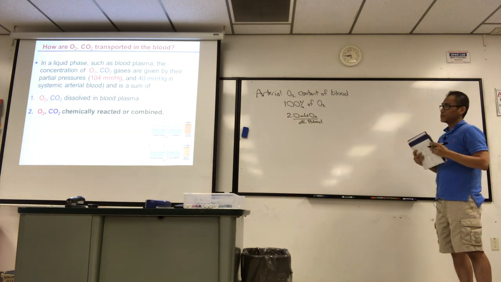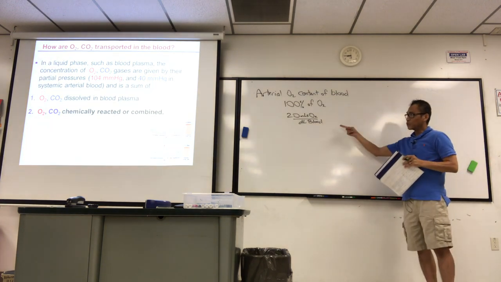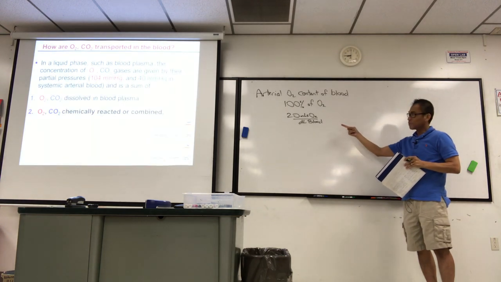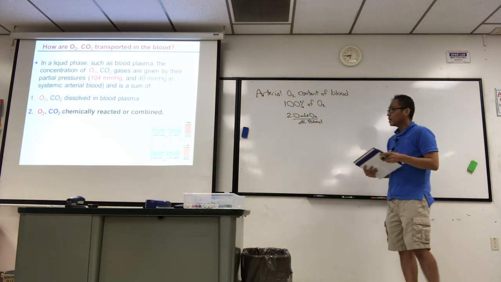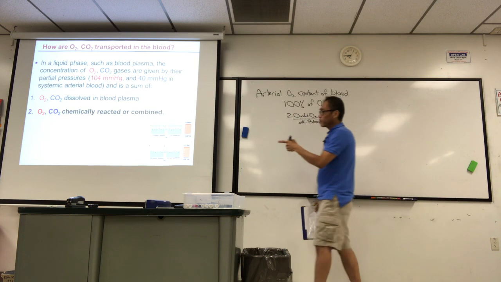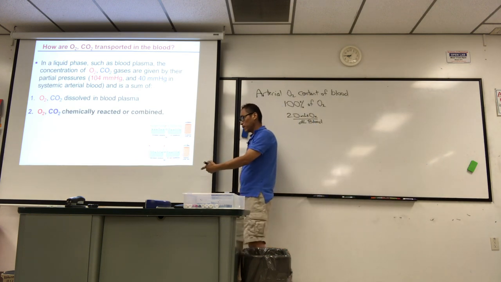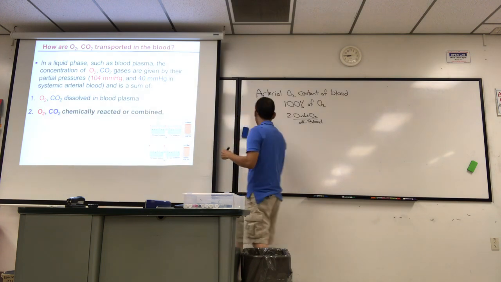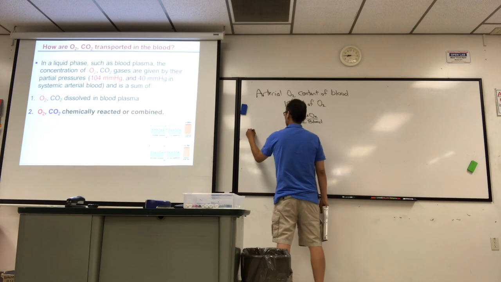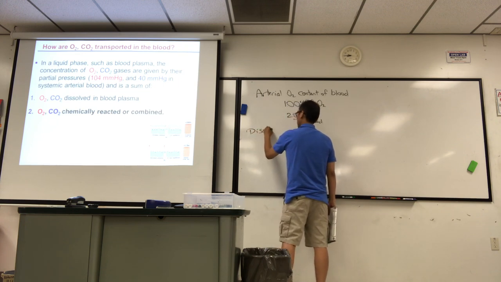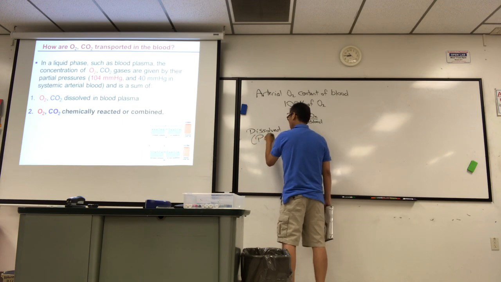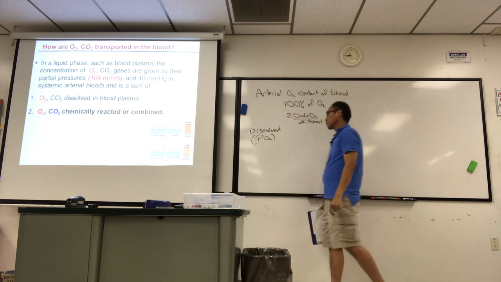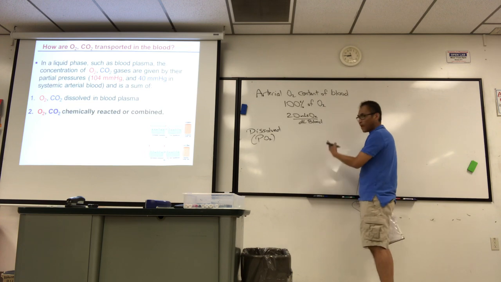However, there are different ways you can transport that 20 mL per deciliter. One way is like the soda pop. The O2 is just dissolved in the plasma. It goes from alveolus to plasma, doesn't bind to anything, and exerts a partial pressure. So we call that dissolved. That's our whole PO2 thing. It turns out it's only 0.3 of that 20.